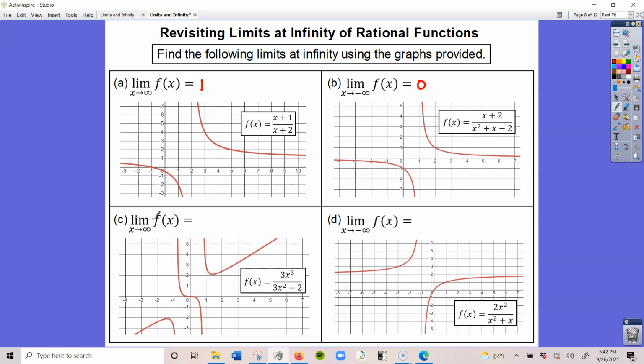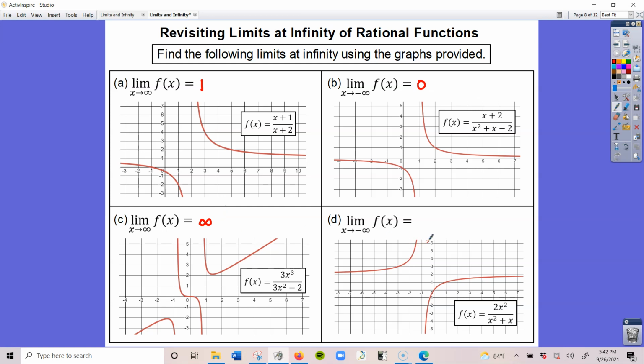In this one, we have the limit as x is approaching positive infinity. So we look at the right side of the graph and we see that it is going up. So this would be infinity. So if we end up with a limit as x is approaching either infinity or negative infinity, and our answer is another infinity, that means that we cannot state that there is a horizontal asymptote.